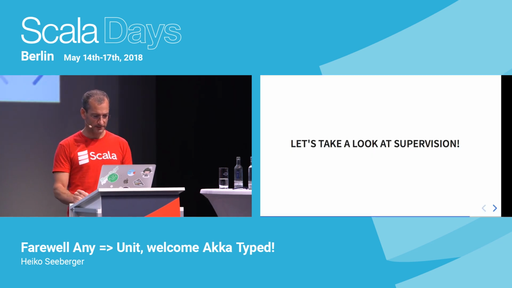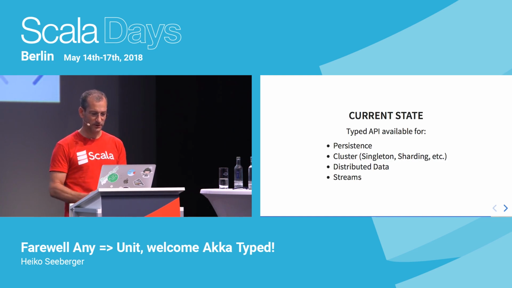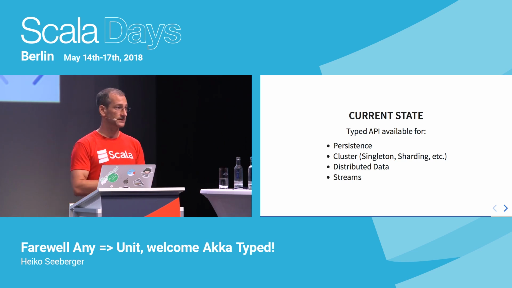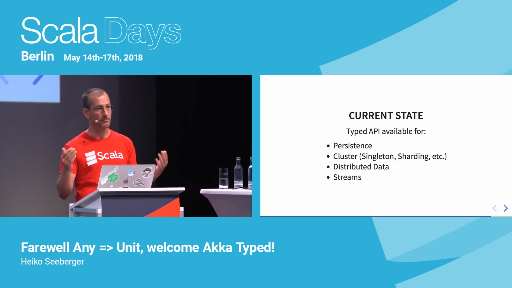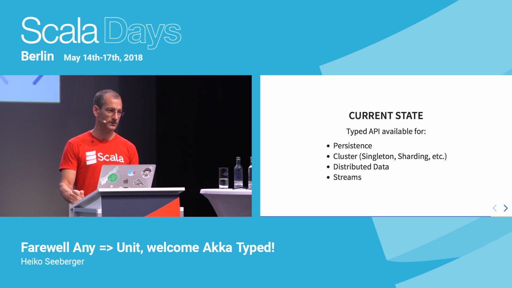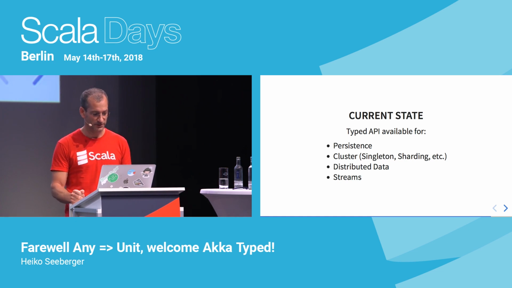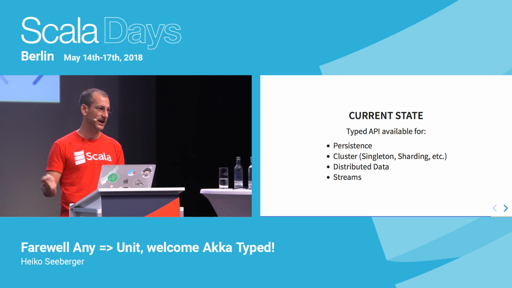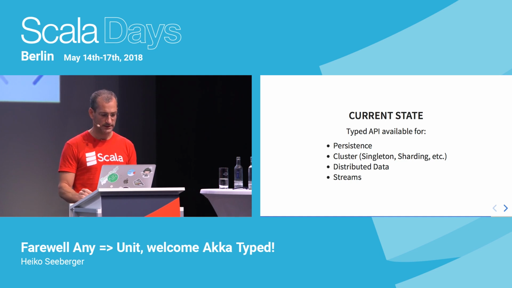All right, so that was supervision, and that almost takes me to the end of my presentation. The current state of Akka Typed is it is still an experimental module, or multiple experimental modules. So there are typed API jars available for Akka persistence, various cluster modules, distributed data, and even for streams. I think there's a very, very small addition just for the Source and Sink.actorRef to be typed now.